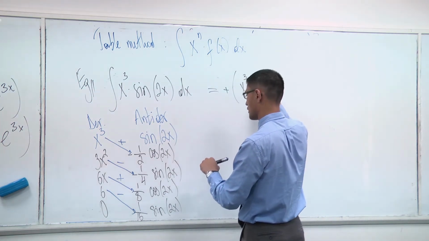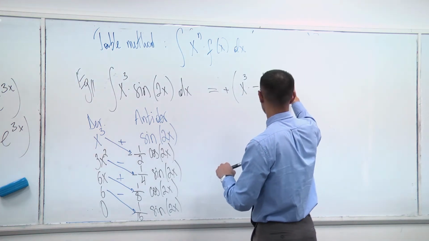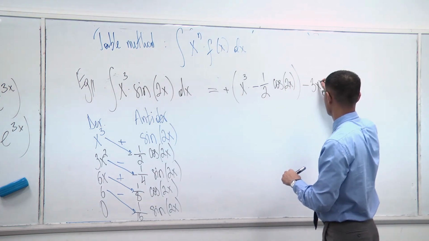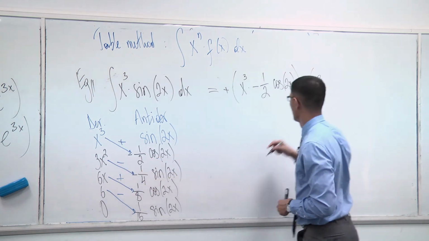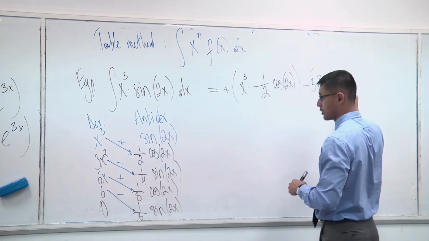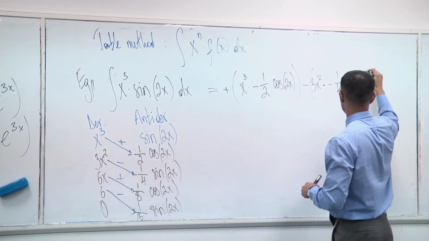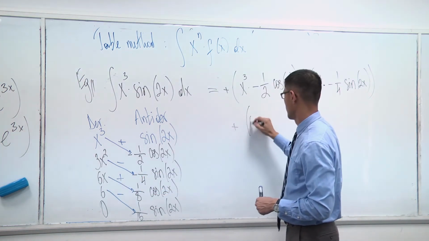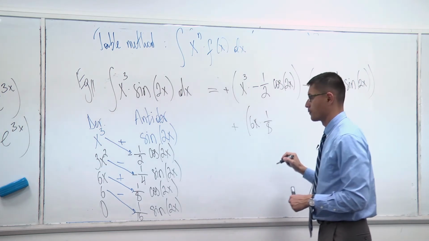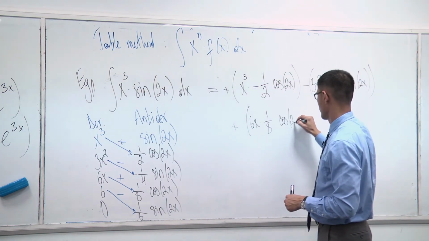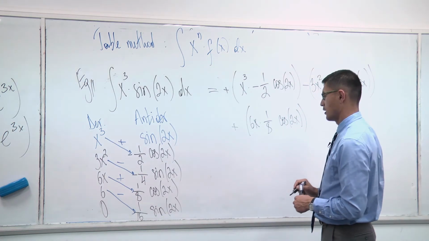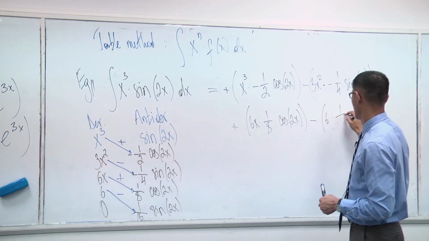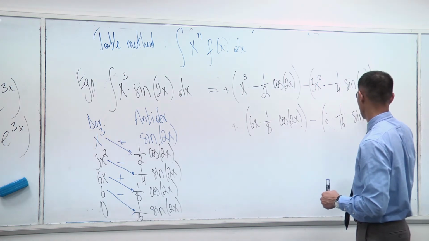x cubed times negative 1 over 2 cos 2x, minus 3x squared times minus 1 over 4 sine 2x, and then plus 6x times 1 over 8 cos 2x, and finally minus 6 times 1 over 16 sine 2x.